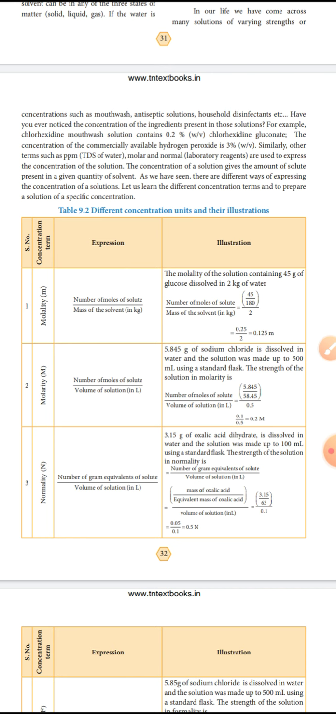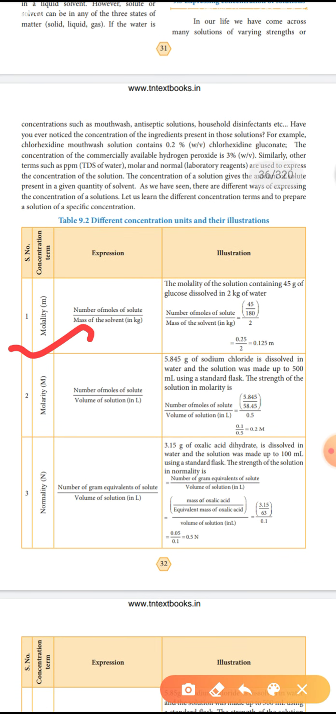So the first one is molality. Molality is denoted by small m. This is the definition. Molality is defined as the ratio of the number of moles of solute to the mass of the solvent in kilograms. The second one is molarity.